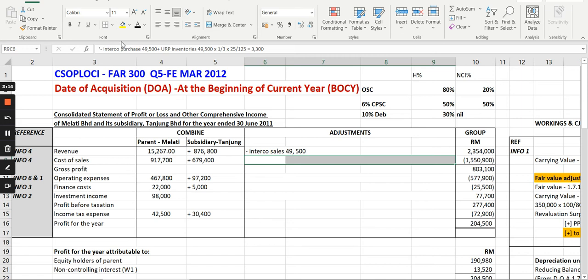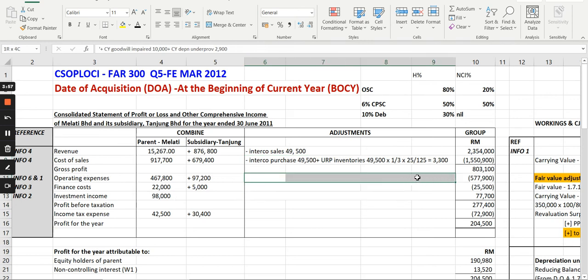That should also be done in the second line item, the cost of sales, where you need to remove the intercompany purchase. Remember, the journal entry is to debit the sales and credit the cost of sales, since purchases are part of the cost of sales equation of opening inventories plus purchases minus closing inventories, which is the basic equation of cost of sales. On top of that, you need to adjust the unrealized profit of 3,300 on that closing or unsold inventory. There you go, you have 1.55.9 million, right?